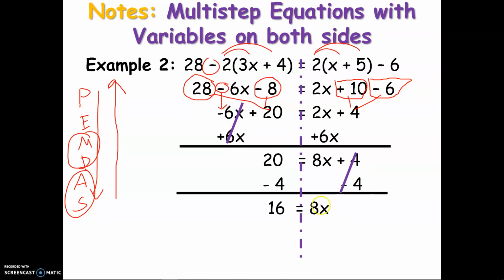We'd like to get x by itself. X is currently being multiplied by 8. The opposite of multiply is divide, so we divide both sides of this equation by 8. On the right, we have 8 divided by 8, or 1x. And on the left, 16 divided by 8, or 2. So x is equal to 2.